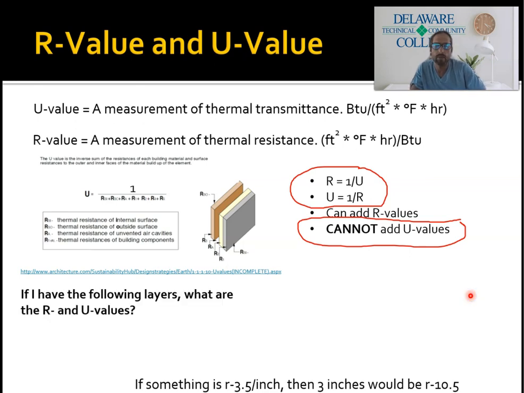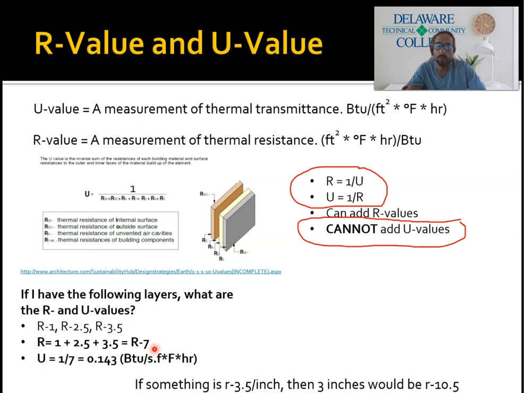So if I have the following layers, if I want to calculate the R value and the U value, it's pretty easy, right? So imagine just 3 layers on top of each other, R1, R2.5, and R3.5. So the total R value there, super easy. Just add the 3, it's R7. How do you find the U value? 1 divided by 7. Okay, so my U value is going to be 0.143.